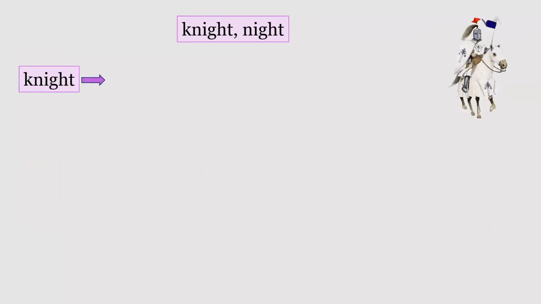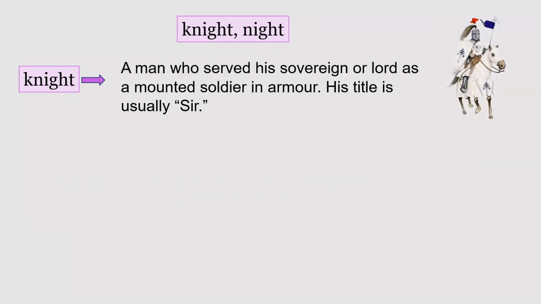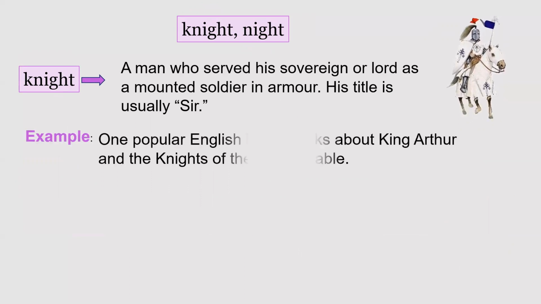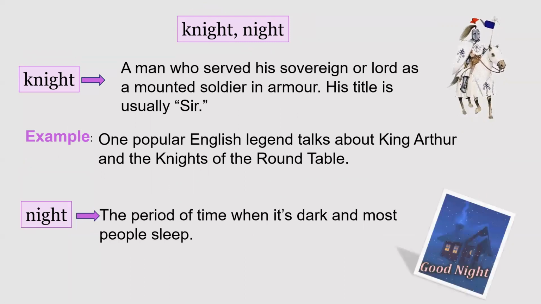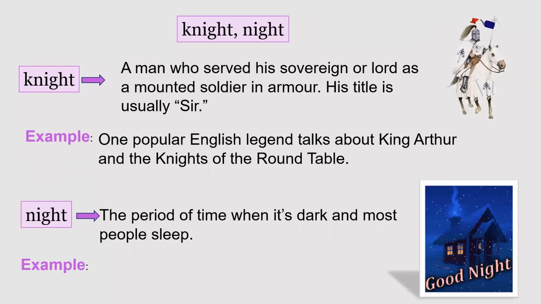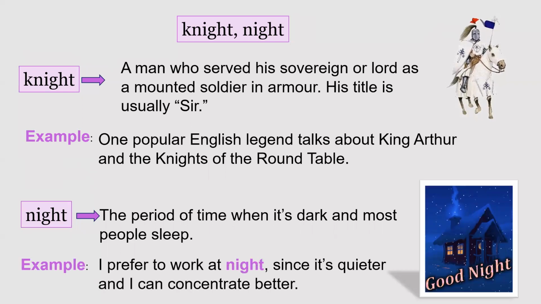Knight with K and night with N-I. Knight with K is a man who served his sovereign or lord as a mounted soldier in armor. His title is usually Sir. Example, one popular English legend talks about King Arthur and the Knights of the Round Table. Night is the period of time when it's dark and most people sleep. Example, I prefer to work at night since it's quieter, I can concentrate better.